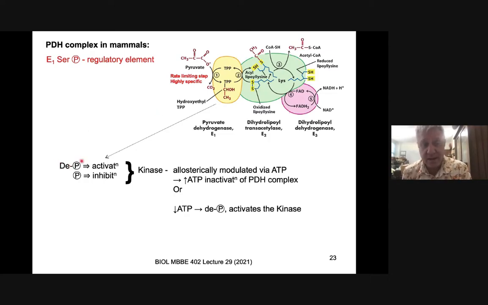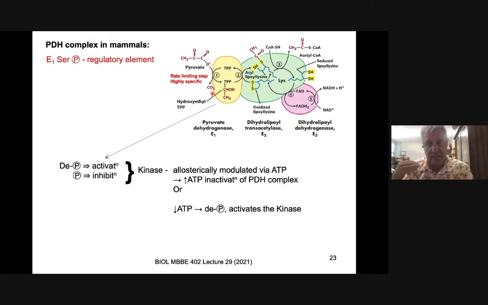So in this case, dephosphorylation can activate the kinase, where phosphorylation inhibits it. So again, this is an issue of allosteric modulation by the availability of ATP. So as we see increases in ATP, we see inactivation of the pyruvate dehydrogenase complex. So we're not adding more acetyl-CoA to the pool for the TCA cycle to produce the FADH2, the NADH, and the GTP, because we are meeting the energy requirements of the cell without further adding more acetyl-CoA into the system.